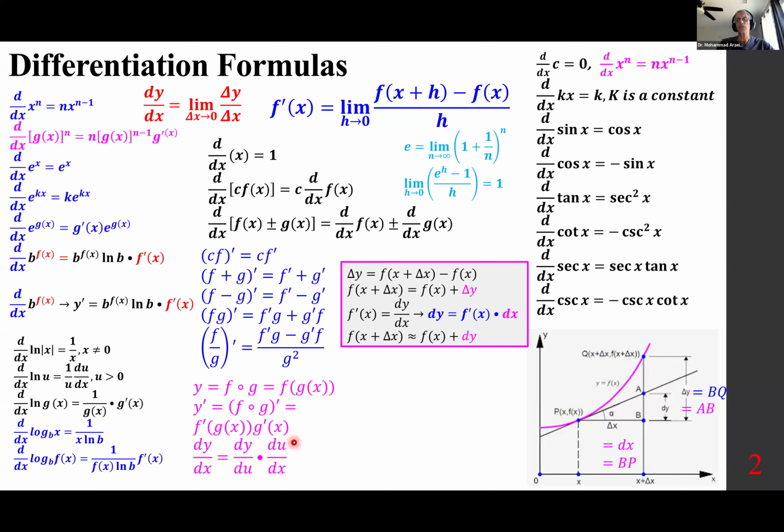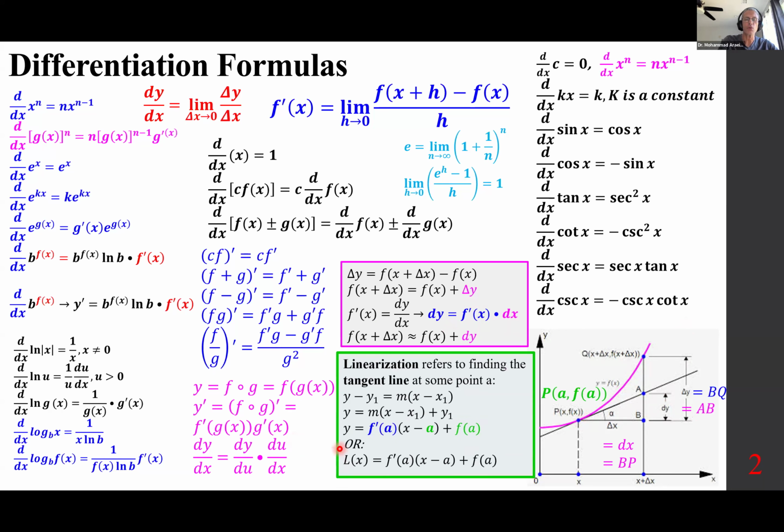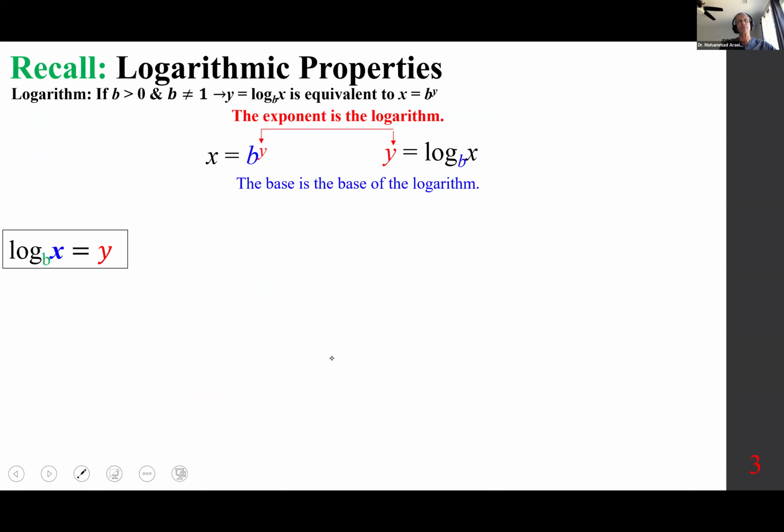delta y versus dy. When you have a curve, the rise along the curve is called delta y, the rise along the tangent line is called dy. dy is precisely f prime of x times dx, and delta y can be approximated by that. Also, at a specific point, for example, P, we want to come up with the equation of a tangent line. The name is also linearization. That refers to the same thing. I just wanted to remind you of that.